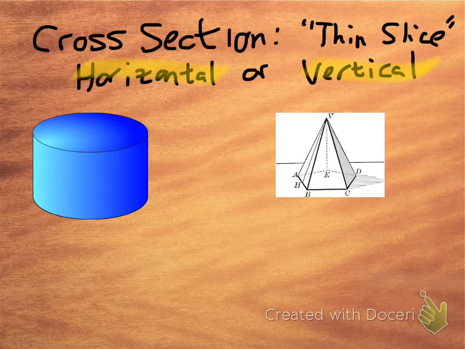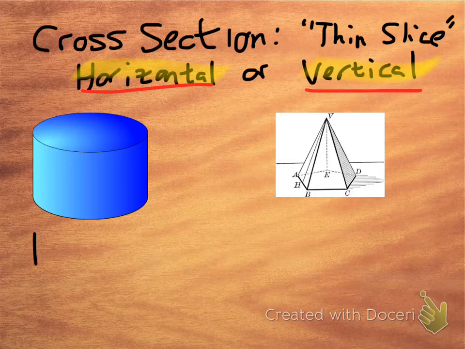Alright, so this is part 2 of section 11-1, which is on cross-section. What a cross-section is, real quick, is basically taking a thin slice of a three-dimensional figure. You can have either a horizontal cross-section or a vertical cross-section. I'll show you what both of those mean.